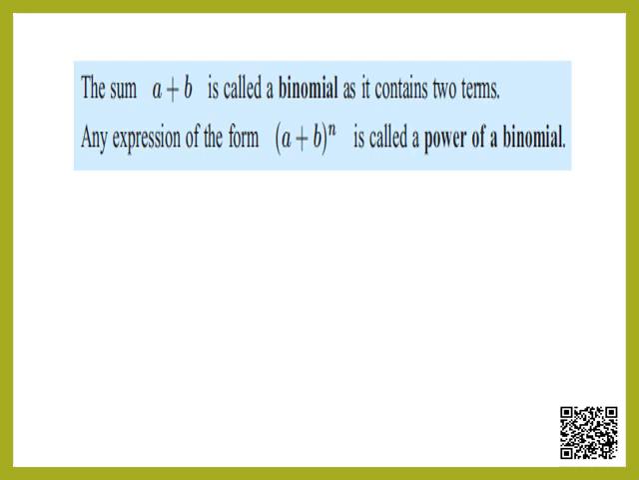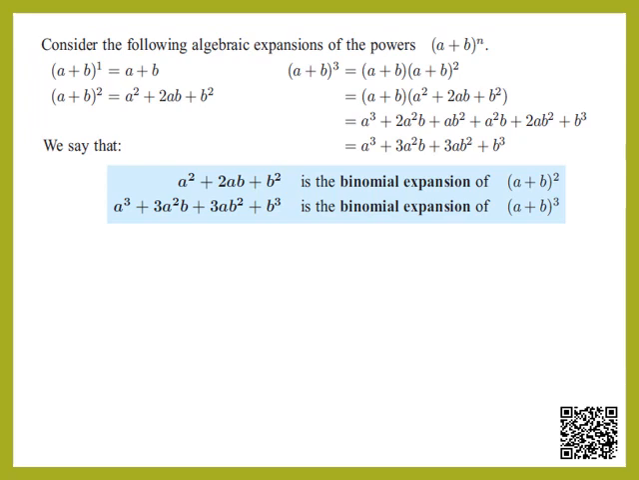Don't forget that a trinomial is a three-term expression. Any expression in the form a plus b to the power of n is called a power of a binomial. So a plus b is a binomial, but a plus b all to the power of n is called a power of a binomial. Quickly, let's revise how we expand a bracket to the power of 1, the power of 2, and the power of 3.